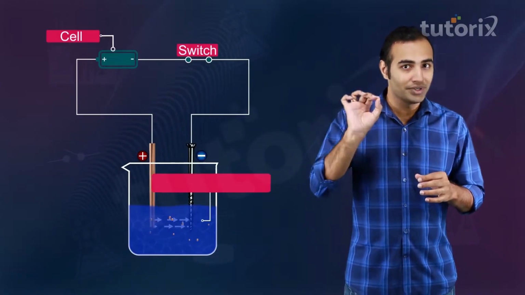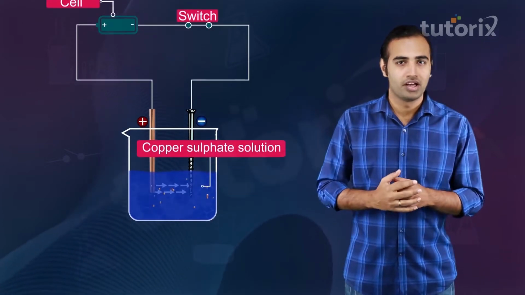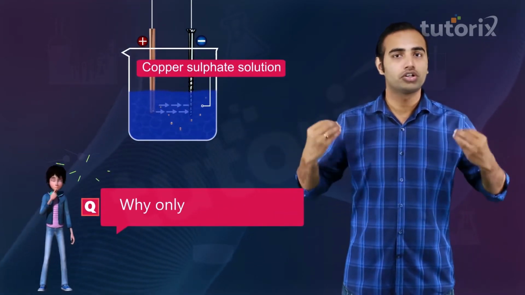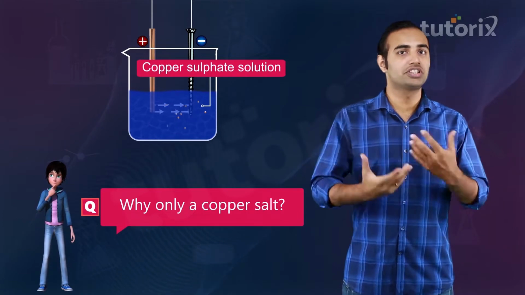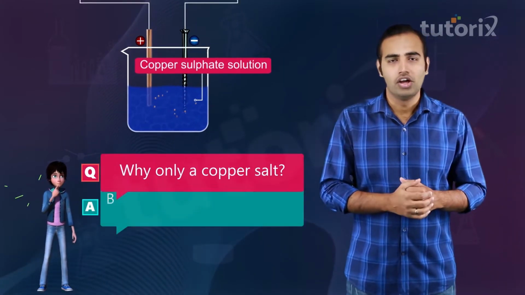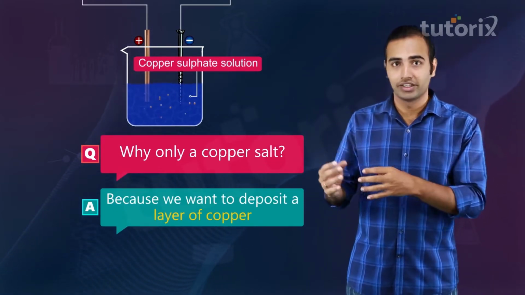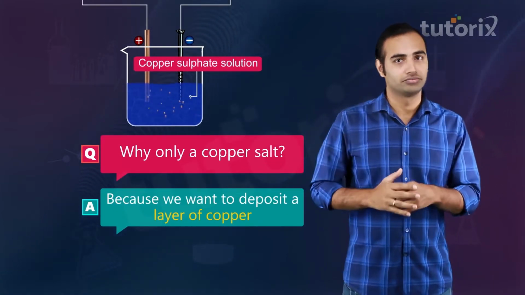That we have taken copper sulfate solution here. Now copper sulfate is a salt of copper. But the question is, why just the salt of copper? Why couldn't we take the salt of zinc like zinc sulfate or a salt of magnesium like magnesium sulfate? Well, the answer to that is simple. Because you are depositing copper on our object, we are using the copper salt, which is copper sulfate.